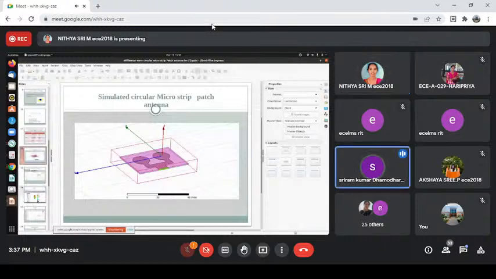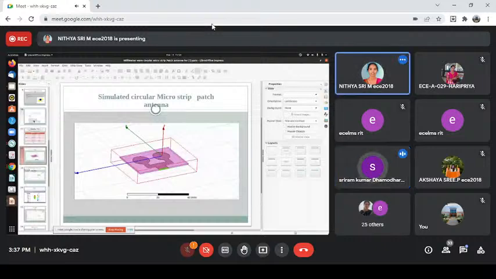Fine. What type of feed did you assume? Sir, edge feed, sir. Edge feed, okay. Edge feed in the sense what, using microstrip or you assumed this is actual in here? Yeah, microstrip. Microstrip only, okay. Okay, sir. Okay, ma'am.